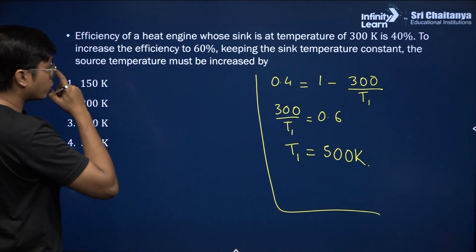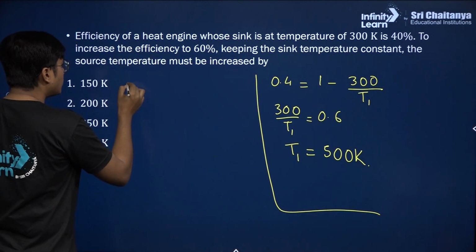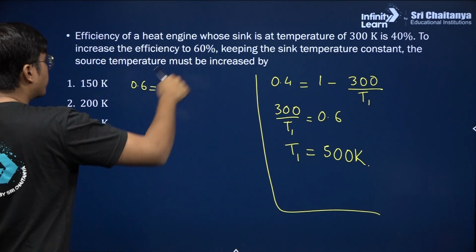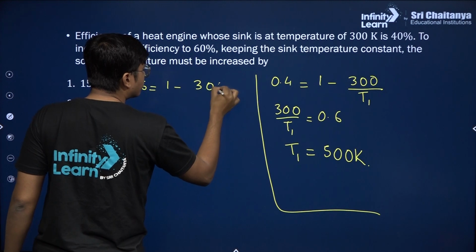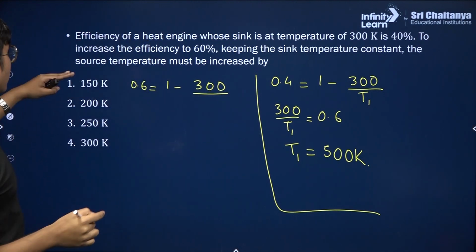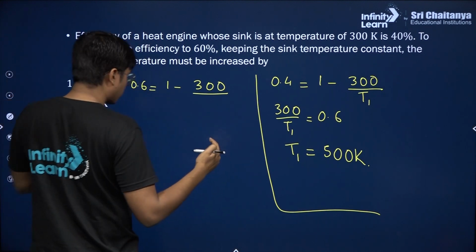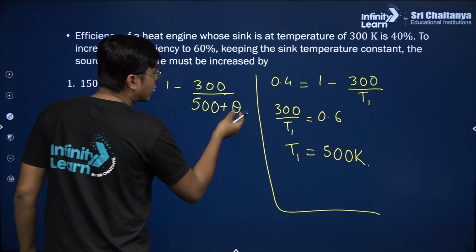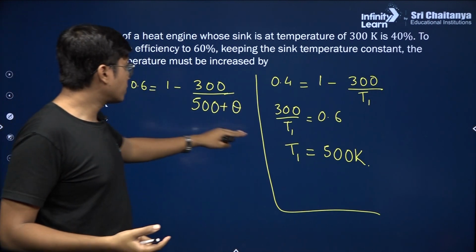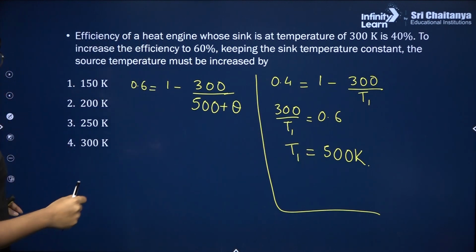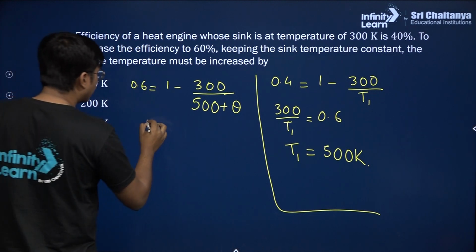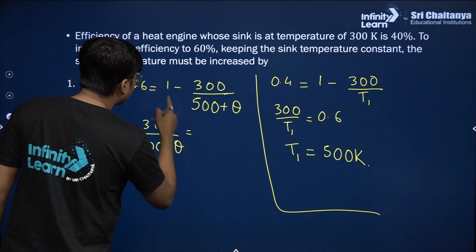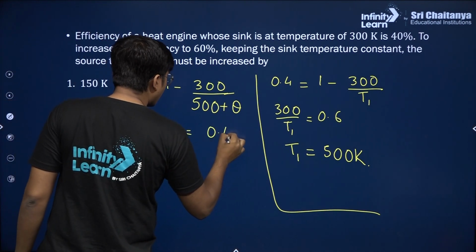In the second case, your efficiency is now 60%, which means it's 0.6 is equal to 1 minus, you have the same sink temperature is constant, so you still have that 300, but below that you have, you want to increase your source temperature. So your source temperature is now 500 plus theta. Theta is how much you have increased it by. The source temperature initially was 500 Kelvin. So from here on out you can calculate this and see, so you'd get 300 by 500 plus theta is 1 minus 0.6, that gives you 0.4.